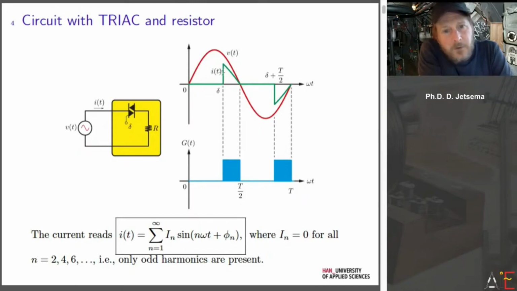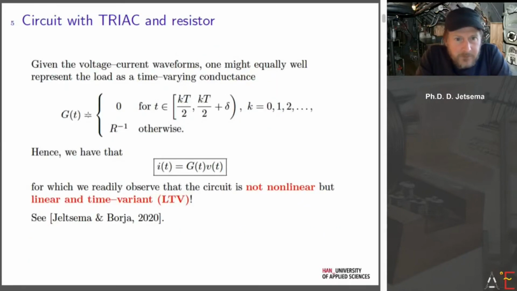Of course, by cutting off this current, you generate odd harmonics in the current, in principle an infinite amount of harmonic current components. On the other hand, if you consider the relationship between the voltage and current, you can model all the stuff here in the yellow box as a time varying conductance. And this conductance you can define like this.